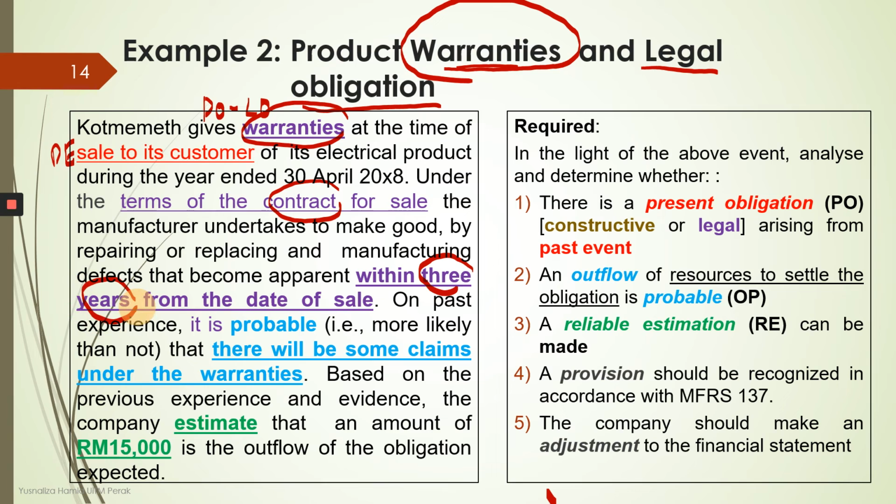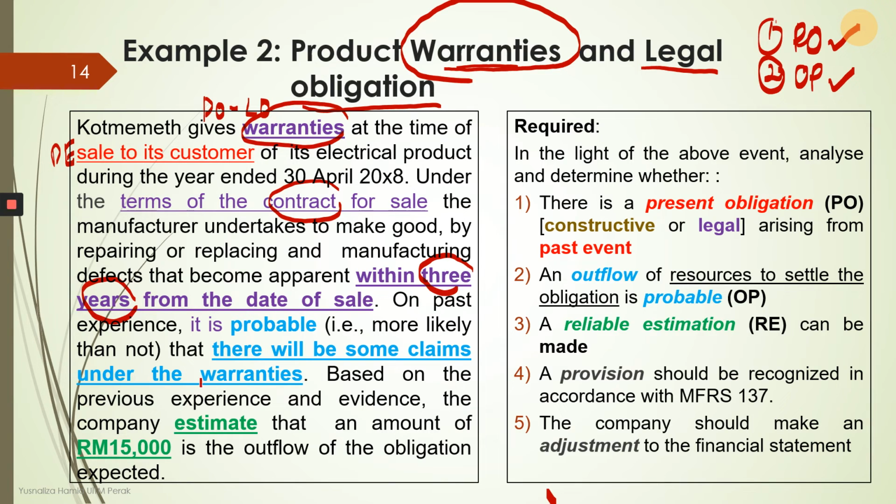So the first one, there's a present obligation as a result of past events. So number 1 has been fulfilled. Then on the past experience, outflow is probable. So number 2, outflow is probable. Number 1, there is a present obligation, also fulfilled. Probable means more likely than not, chances of happening more than 50%. The likelihood to happen is more than 50%. That's probable. And there will also be some claims. That is why it becomes probable.